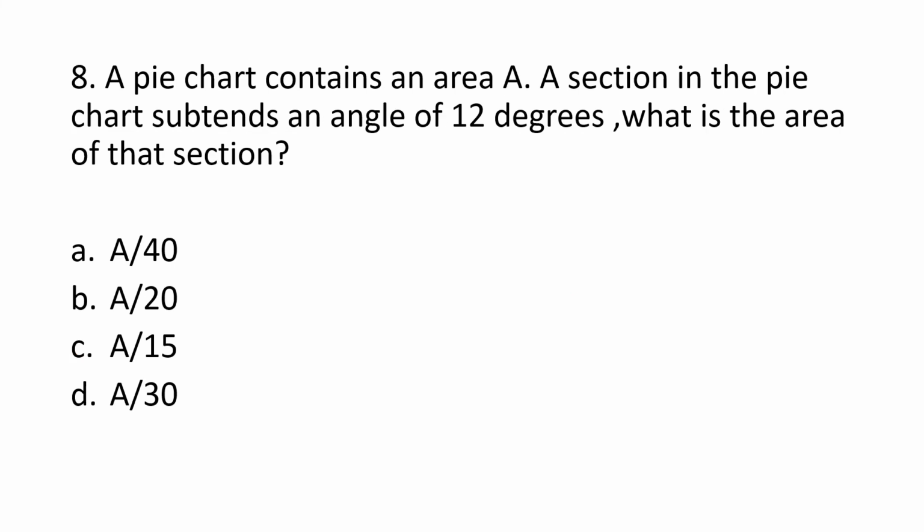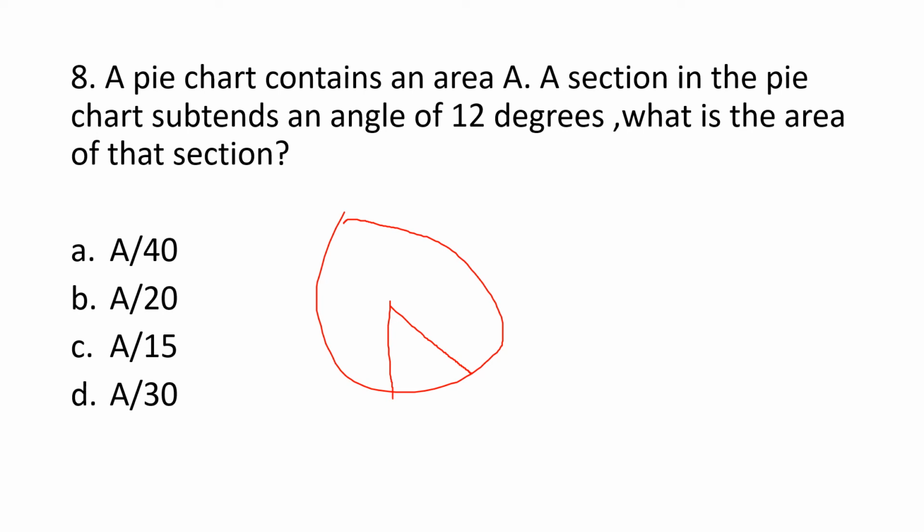And proceeding to the next question, the eighth question. A pie chart contains an area A. A section in the pie chart subtends an angle of 12 degrees. So what is the area of the section? So the question is simple, guys. We are given a pie chart.